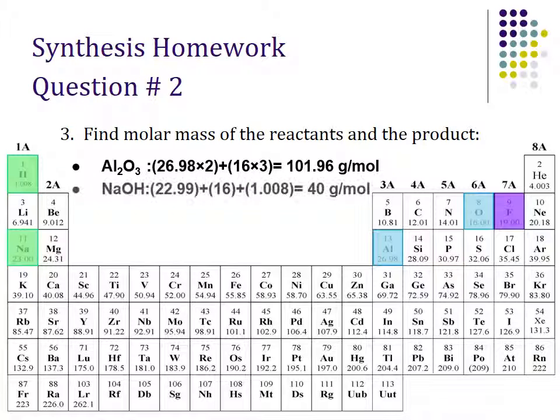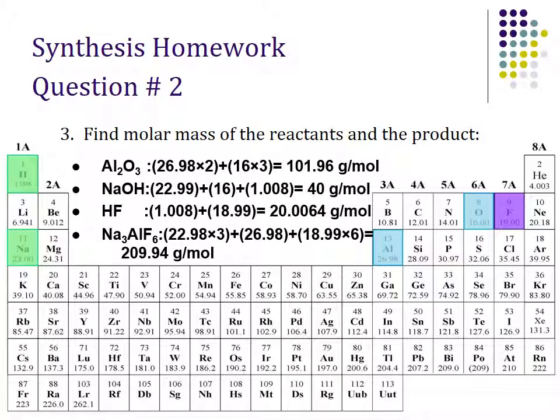For NaOH, we get a molar mass of 40 grams per mole. For HF, we get a molar mass of 20.0064 grams per mole. And for Na3AlF6 cryolite, we get a molar mass of 209.94 grams per mole. We will use the molar mass of the product a little later.